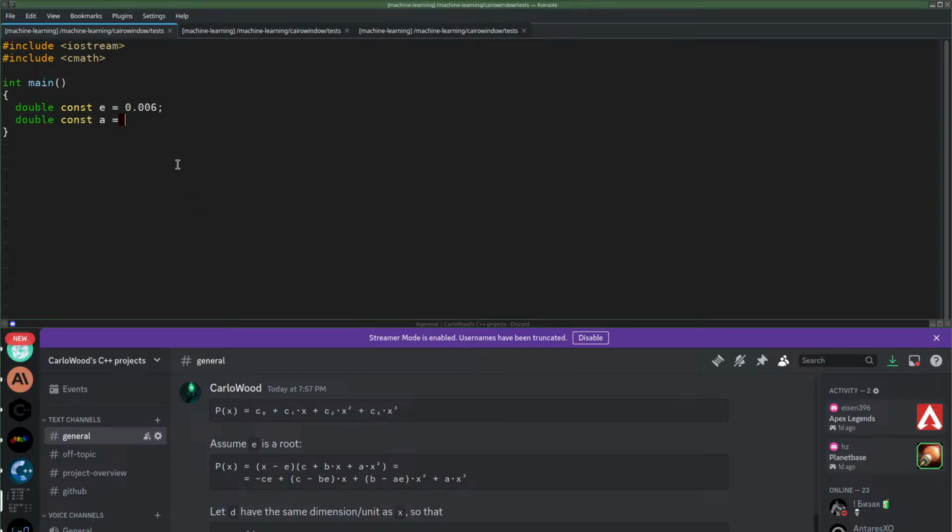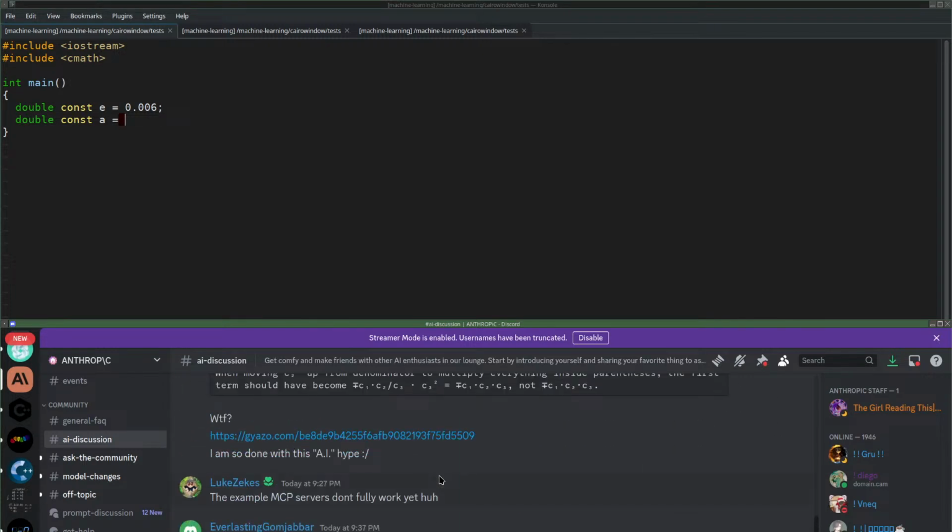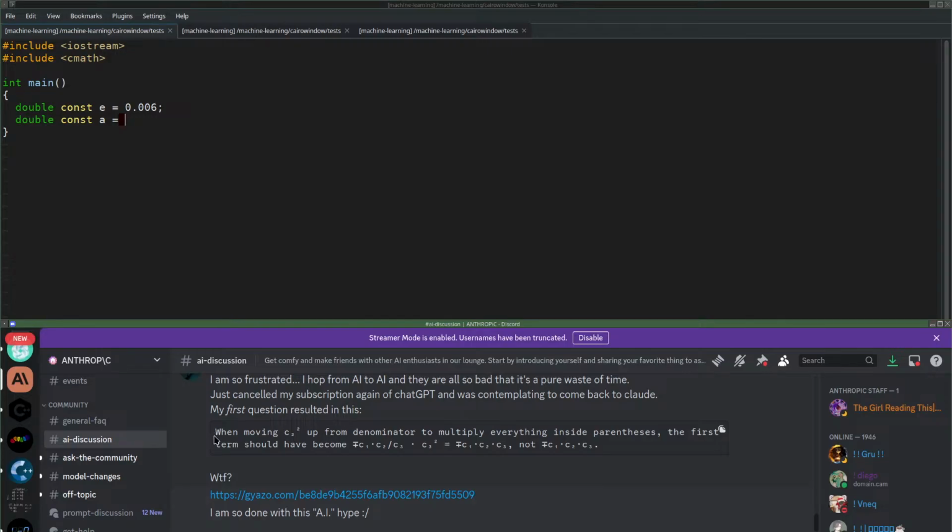I'm so pissed off now. I went to Claude AI to ask a question. It said this. So I asked it to find the error that I made, and it says, "Oh, I found your error. The error is here. When moving C3 squared up from denominator to multiply everything inside parentheses, the first term should have become minus or plus C1 times C2 divided by C3 times C3 squared is minus or plus C1 times C2 times C3, not minus or plus C1 times C2 times C3." So yeah, no new subscription for Claude, but it just infuriates me.